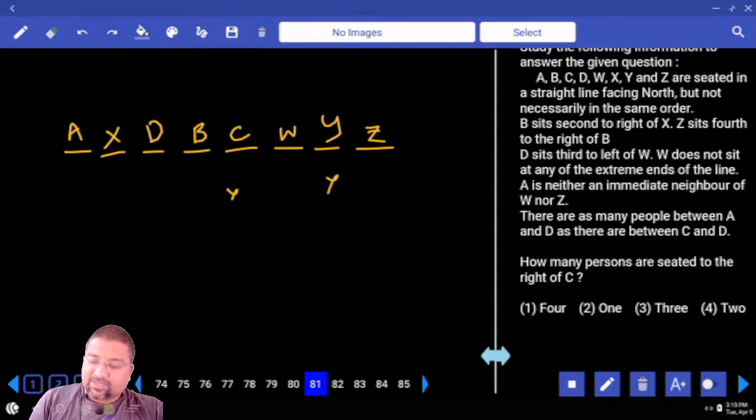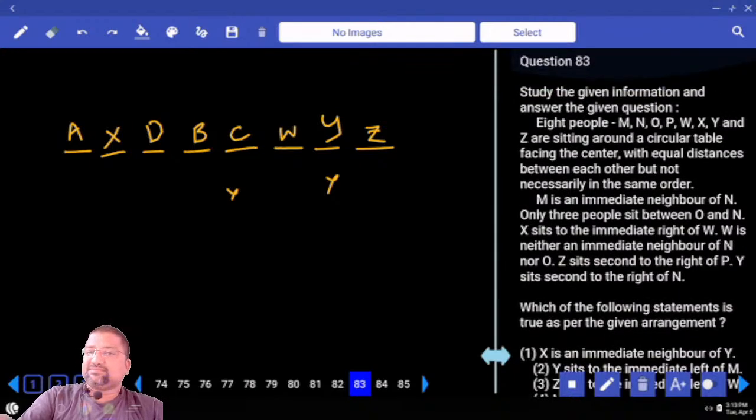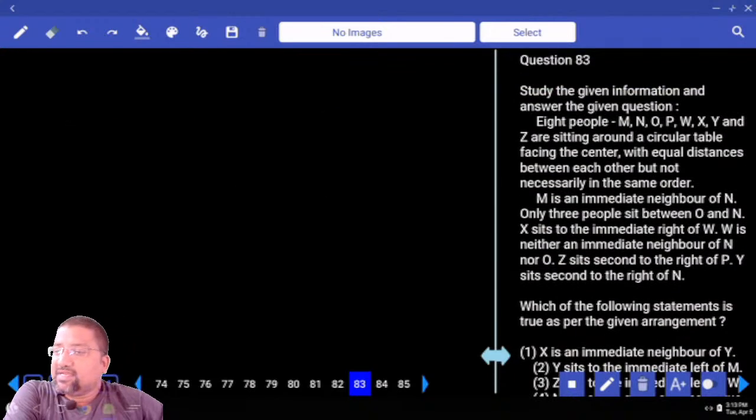So let's jump into the next puzzle, which is 83. 8 people, M, N, O, P, W, X, Y, and Z are sitting around a circular table facing the center with equal distance between each other but not necessarily in the same order. M is an immediate neighbor of N.